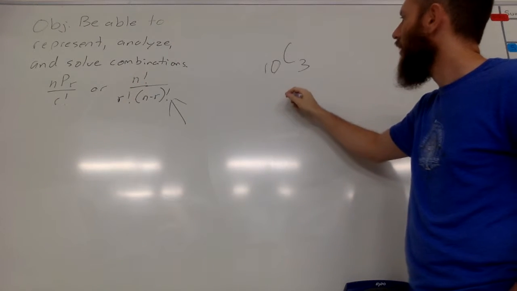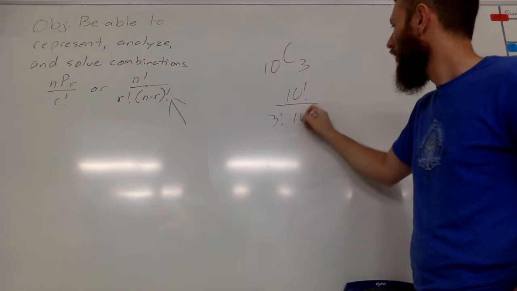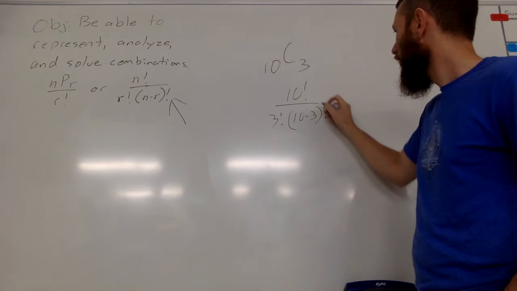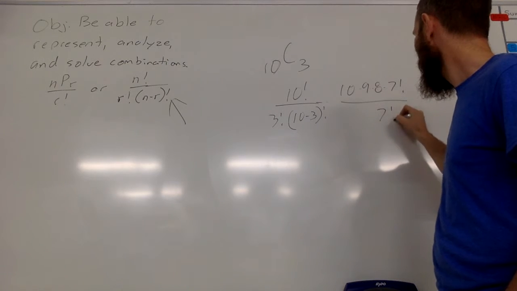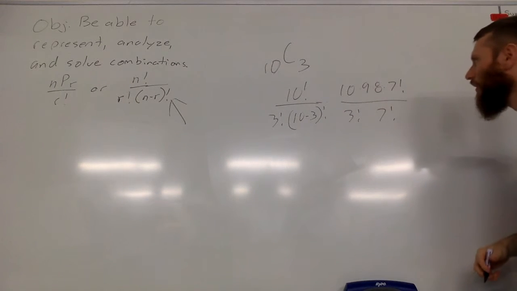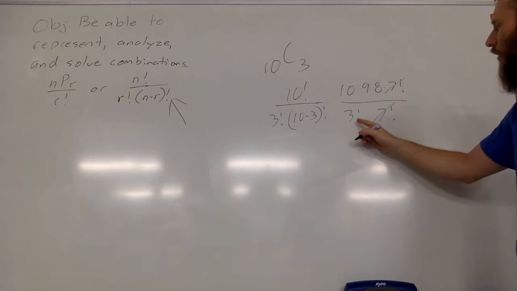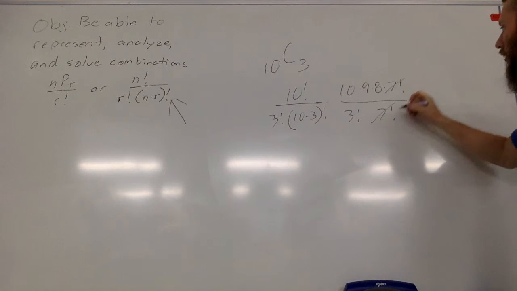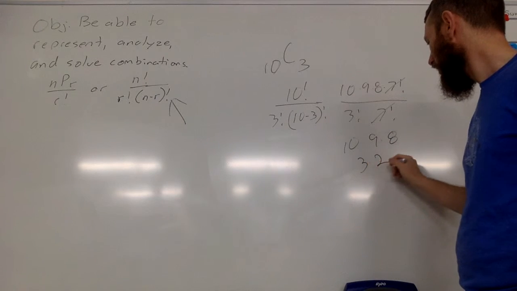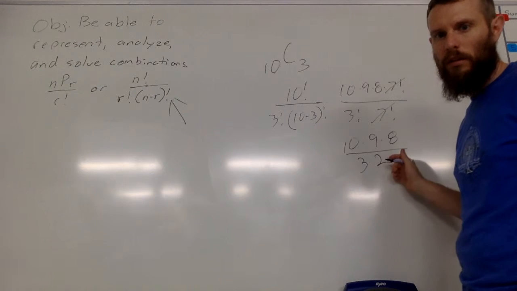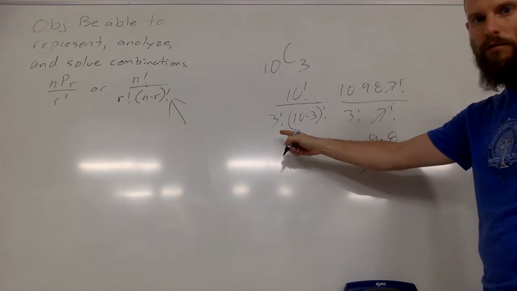So I can do 10 factorial over 3 factorial times 10 minus 3 factorial. That gives me 10, 9, 8, 7 factorial over 3 factorial times 7 factorial. So you can see that these 7 factorials cancel. For 3 factorial, if I want to go this route, I can say 10 times 9 times 8, over 3 times 2. I'm not going to write times 1, but it would be times 1, right?